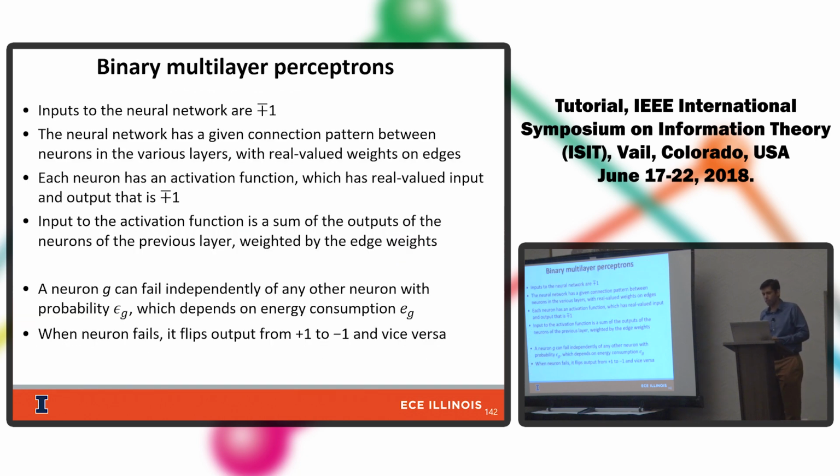And again, the formalization here is that we have binary multi-layer perceptrons. The input to the neural network has plus and minus 1 as the inputs. There's a given connection pattern between neurons, real valued weights on the edges. There's an activation function like a sigmoid or a ReLU or something like that, which has, again, an output that's plus minus 1. The input to the activation is the sum of the outputs of the neurons in the previous layer weighted by the edge weights. So just a very standard multi-layer perceptron. And it has also a failure function. So a given neuron can fail independently of any other neuron with probability epsilon g, which depends on the energy consumption of that neuron E sub g. Okay, and again, when a neuron fails, it flips its output from plus 1 to minus 1 and vice versa.